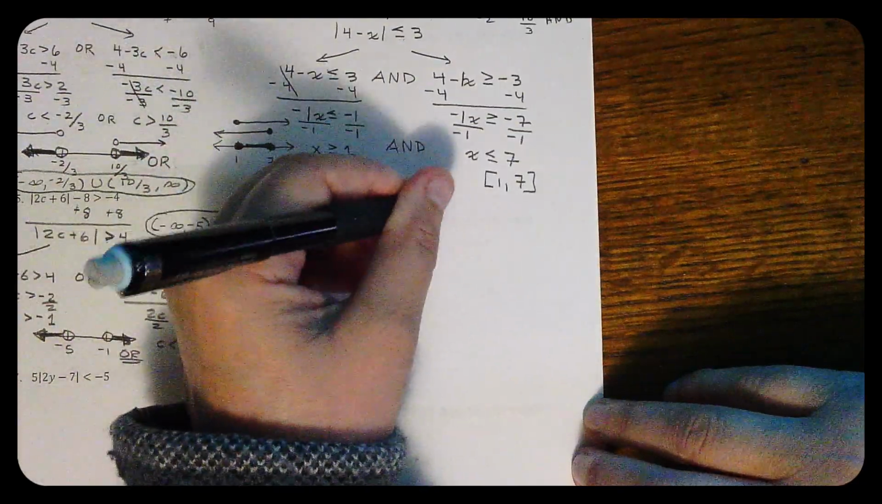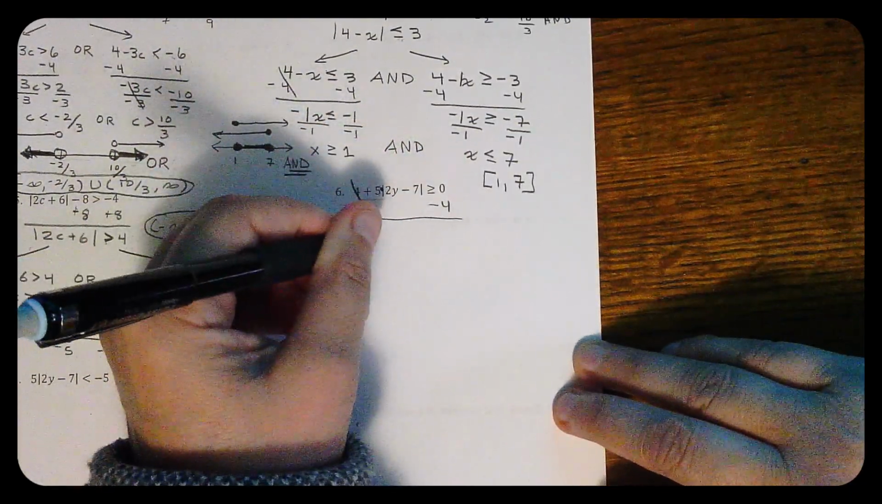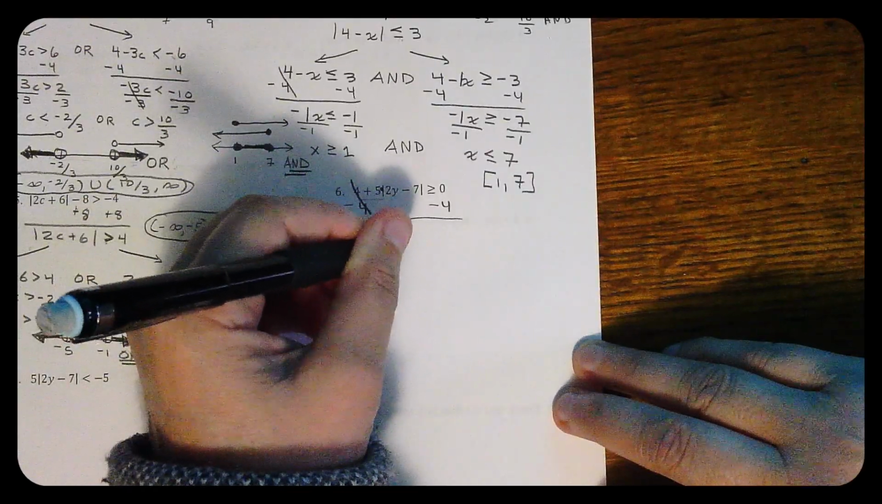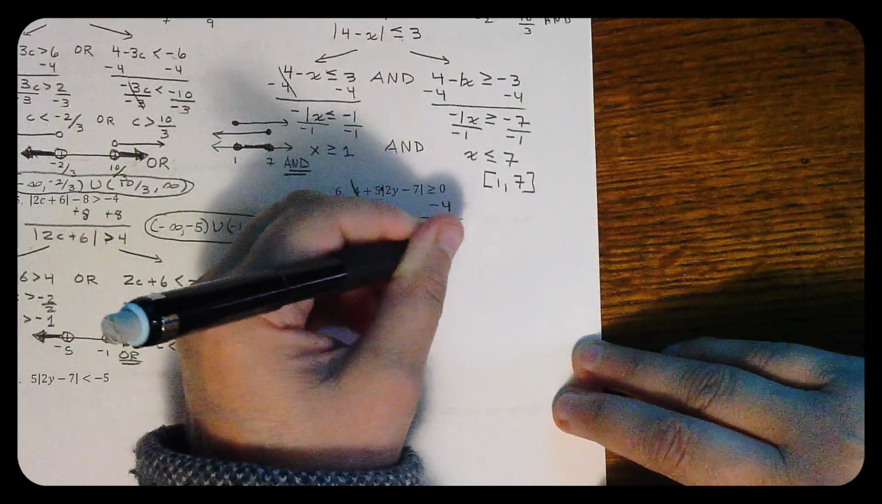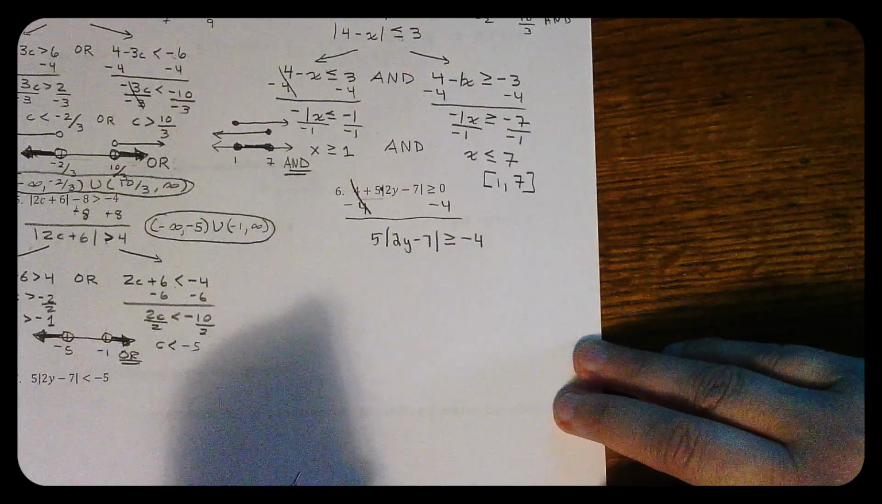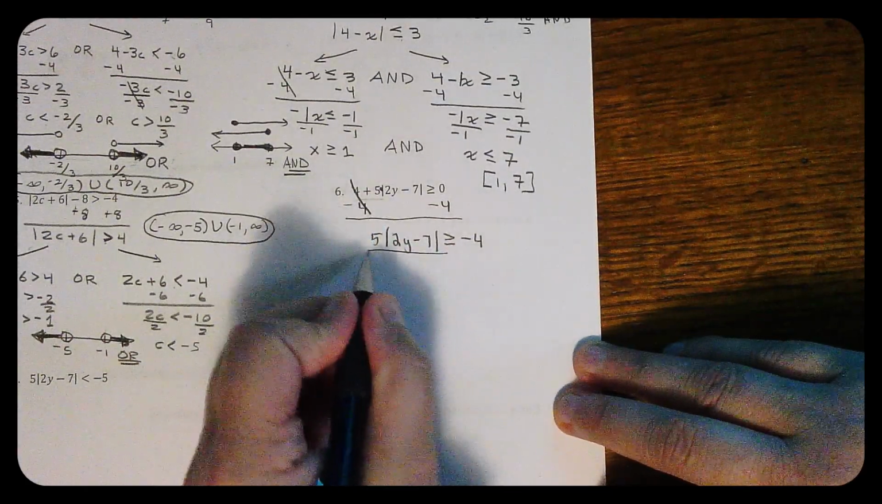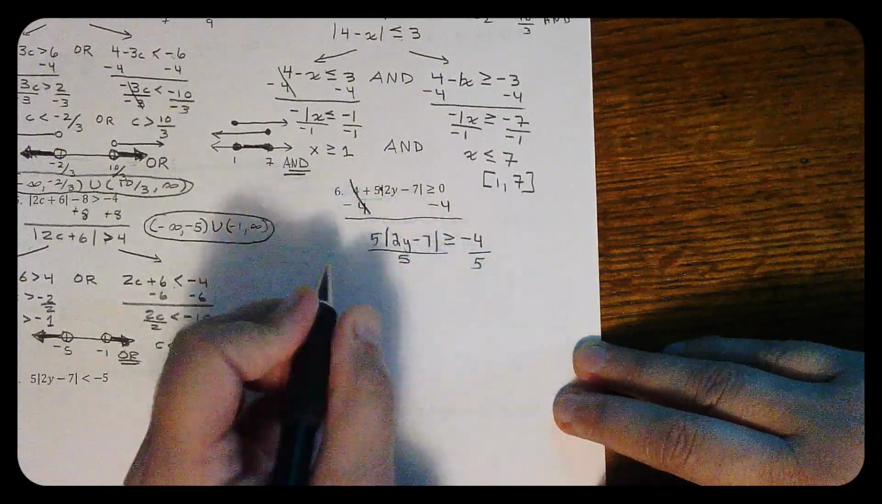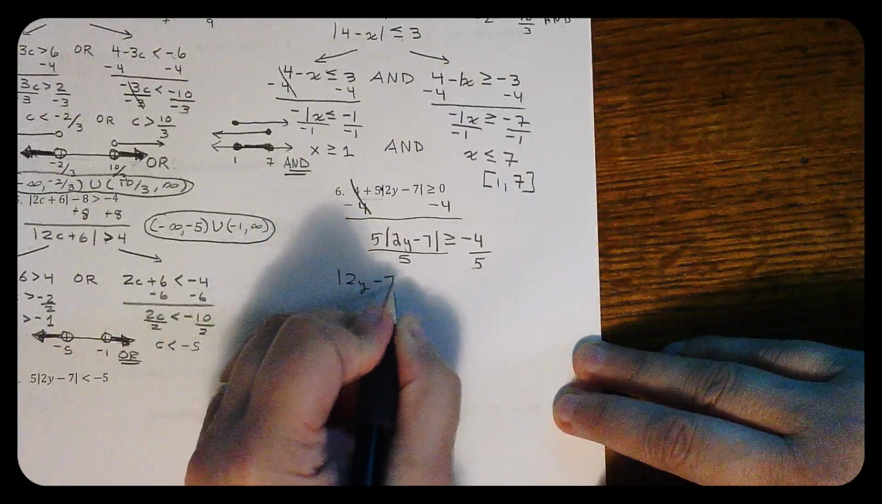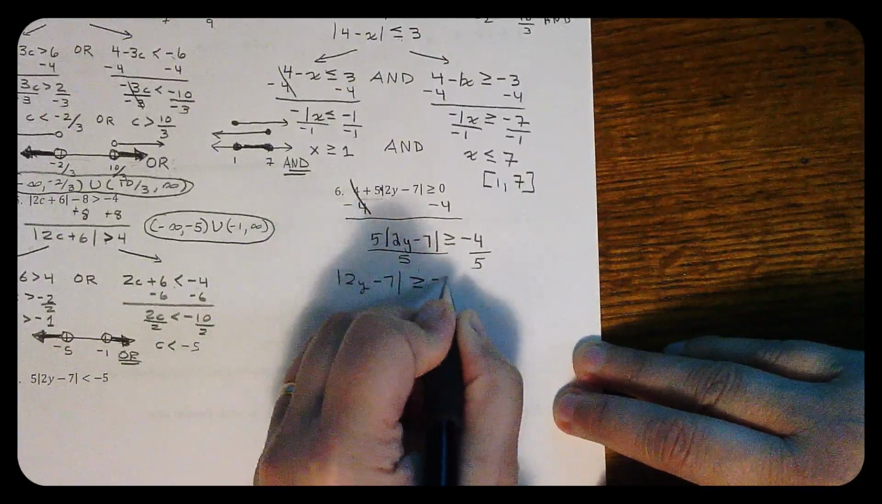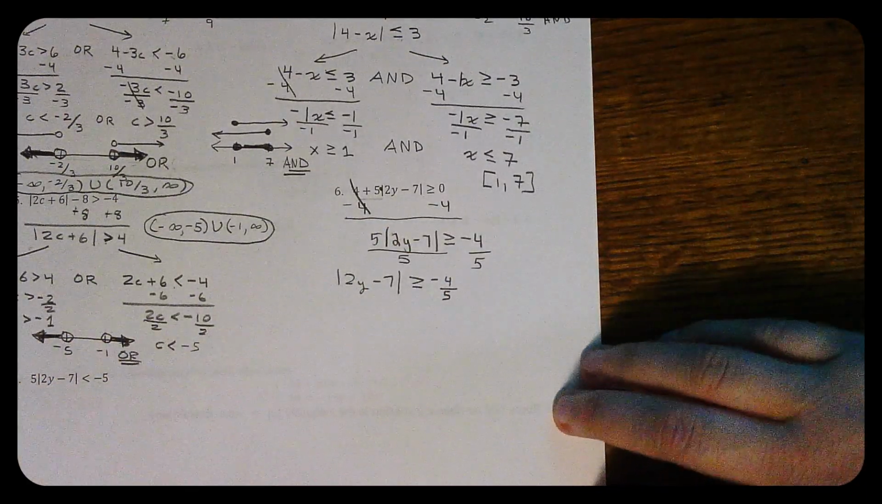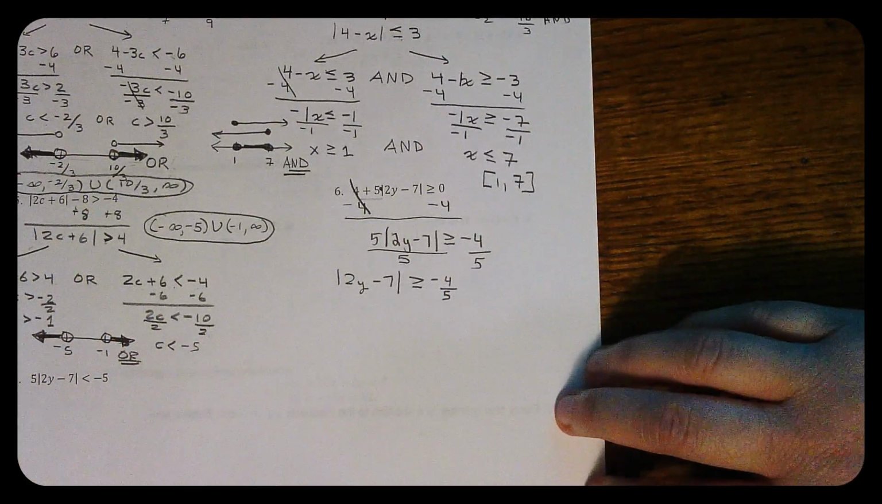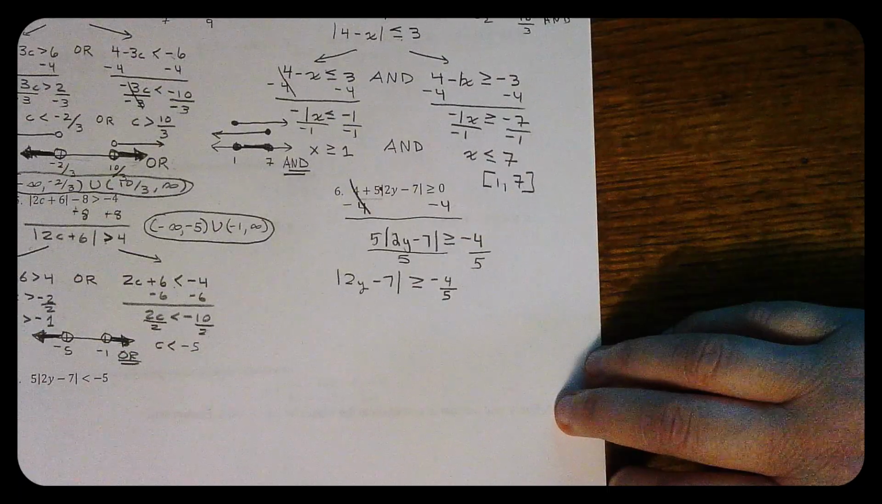So we're going to subtract 4. 5 times the absolute value of 2y minus 7 is greater than or equal to negative 4. Okay, divide by 5, and you get the absolute value of 2y minus 7 is greater than or equal to negative 4/5. Okay, now you could continue going on and doing the algebra.